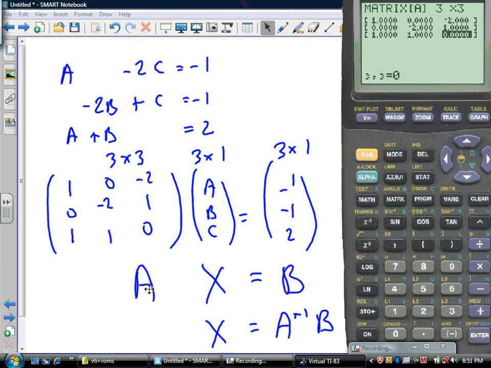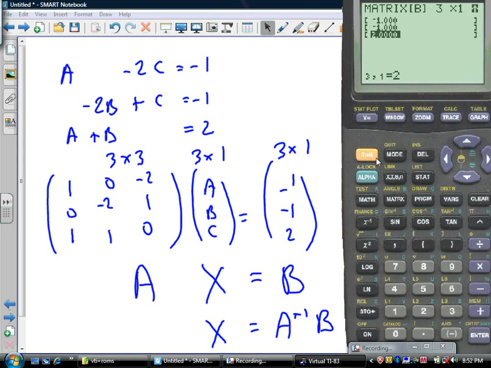All right, go back to matrix. Now what do you think I'm going to do? I defined matrix A. I'm going to define matrix B. So go to edit, 2, enter. How big is it? 3, enter, 1, enter. Okay. What do you type? -1, enter, -1, enter, 2, enter. Because that's A, that's B, that's this. I just copied this. Okay, now the calculator does everything.